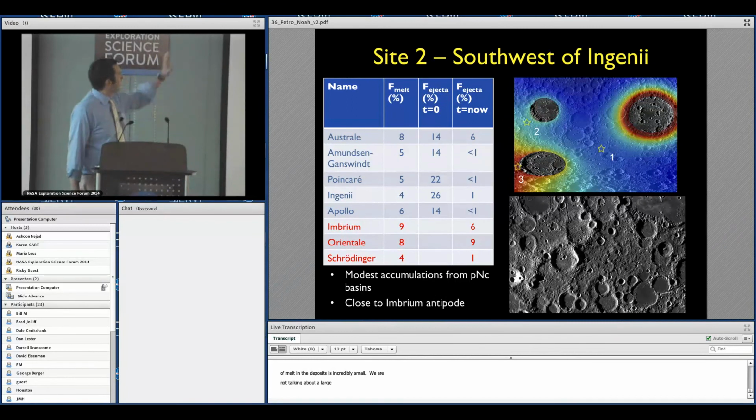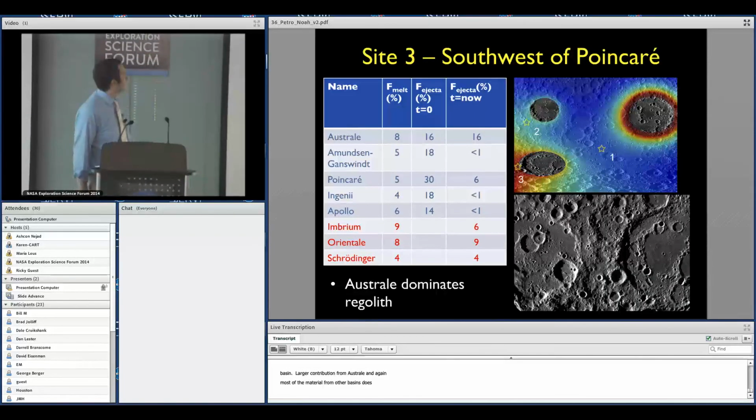of material going out. Southwest of Ingenii, too, not surprising. The material is much different than what was in the center of the basin. Larger contribution from Australia, and again, most of the material from other basins does not survive to today. And last, to Poincaré. Australia, again, is now beginning to dominate the regolith. One of the things from all of these modeling efforts we see is that really, if you're close to a big basin like Imbrium, Apollo 16 at Imbrium, or this site next to Australia, that regolith is going to be dominated by its ejecta, and so we'll see strong signatures from there.